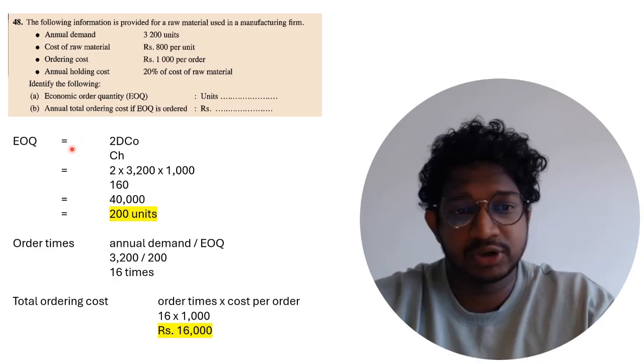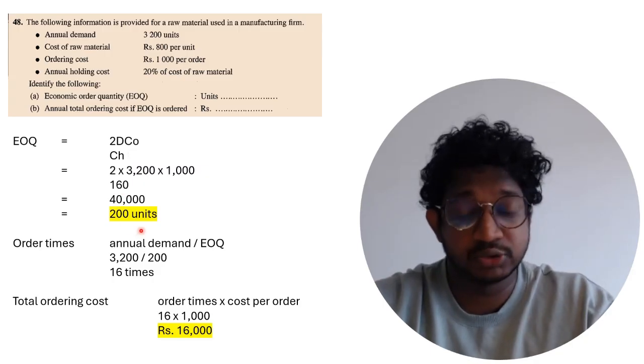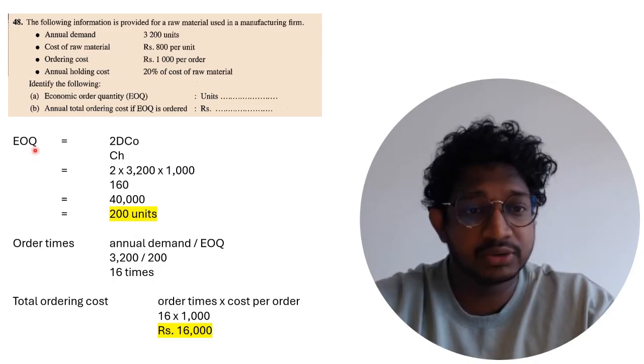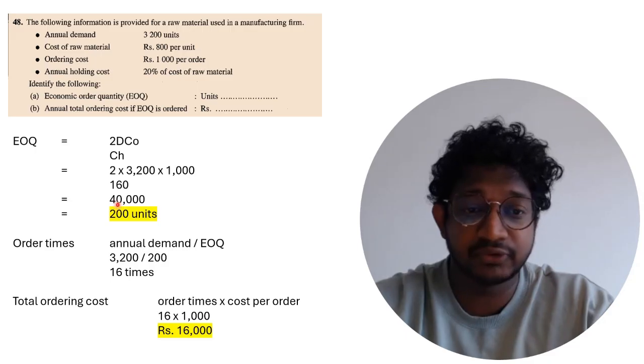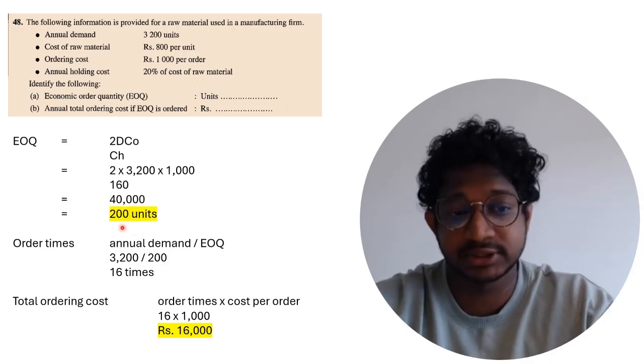48, they ask in the EOQ. So to find out EOQ, 2D divided by CH under square root. So yes, 200 units. Because for the EOQ, this information is all given directly. Annual demand is given, the ordering cost is given, and annual holding cost you can find out by 800 into 20%. Right, 160. So altogether it is given. So square root 40,000, which means 200 units.